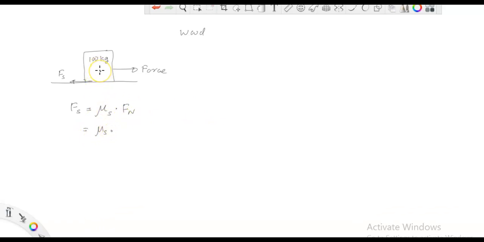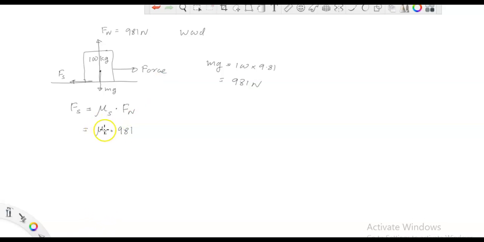In this case, we have the weight, which is mg. So what is mg? It is 100 times 9.81, which is 981 newtons. So the weight is 981 newtons. So the surface is pushing back with an equal and opposite force. So Fn is going to be 981 newtons. So mu s times 981. Alright, what is mu s?